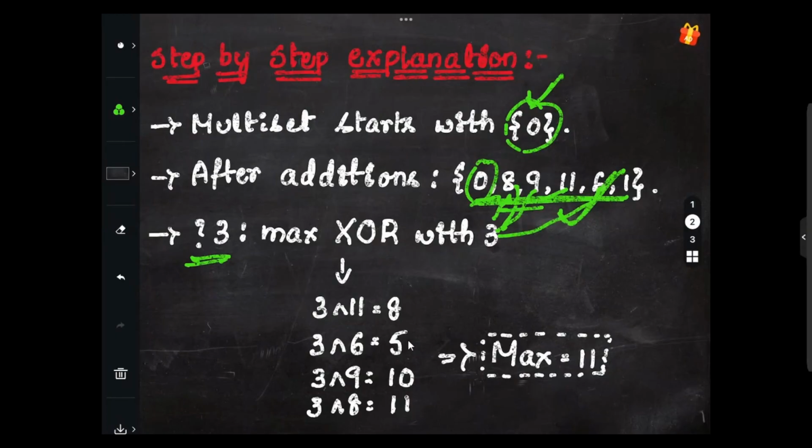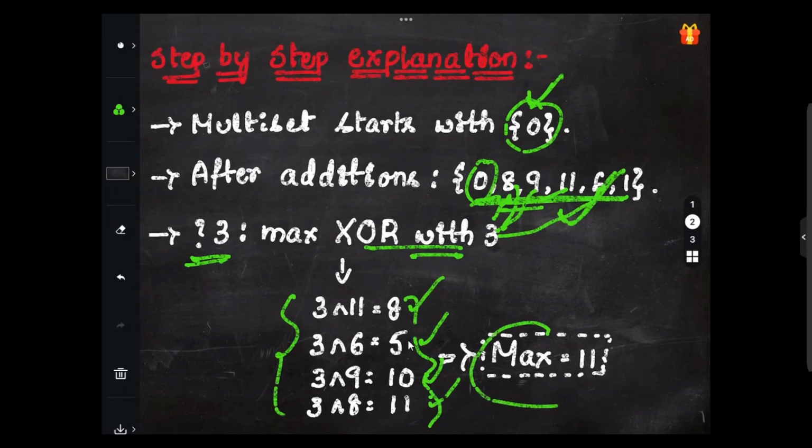So we will be going with the max XOR with 3. We go with 3 XOR 11, 3 XOR 6, 3 XOR 9 and 3 XOR 8. I can just convert this to binary and check. This leads us to the output 8 5 10 and 11, and the maximum among 8 5 10 and 11 is 11. So the output that we got here is 11.